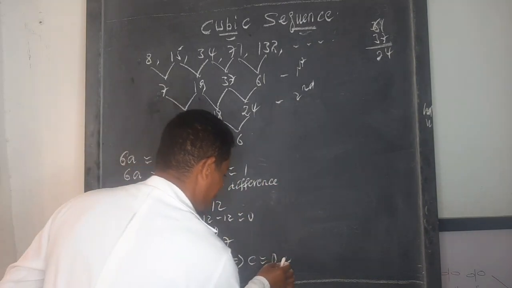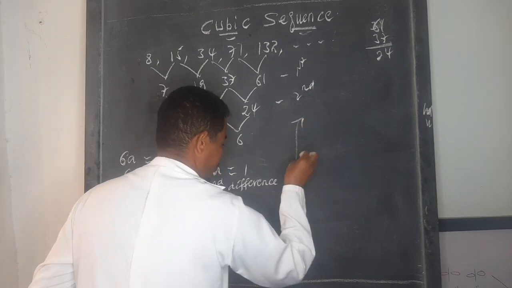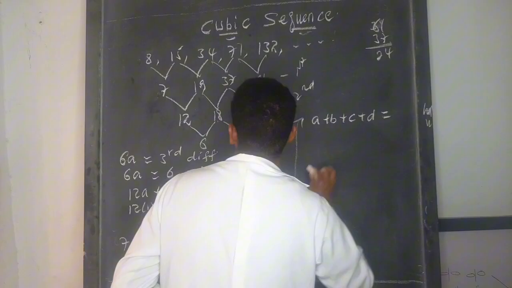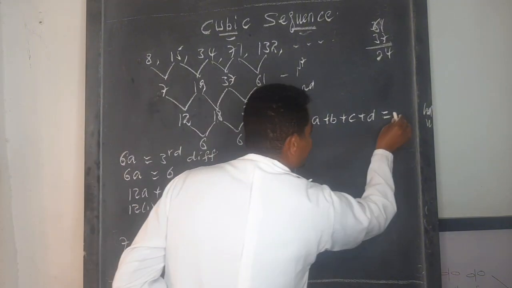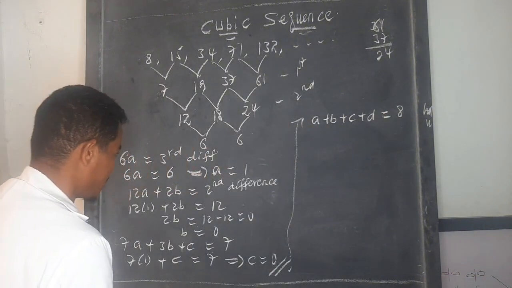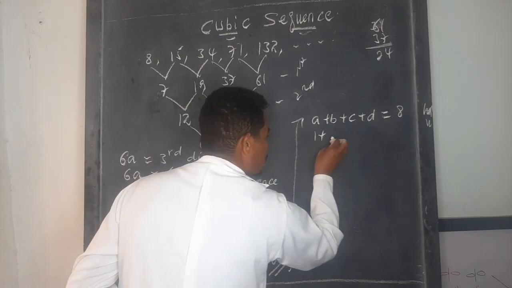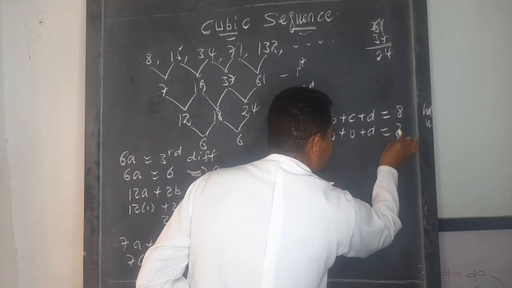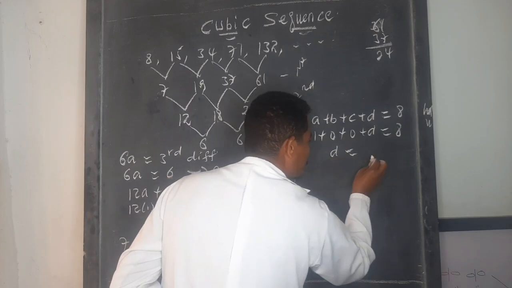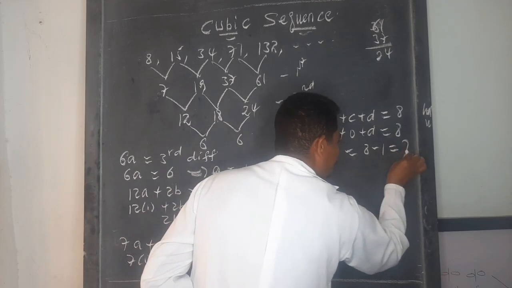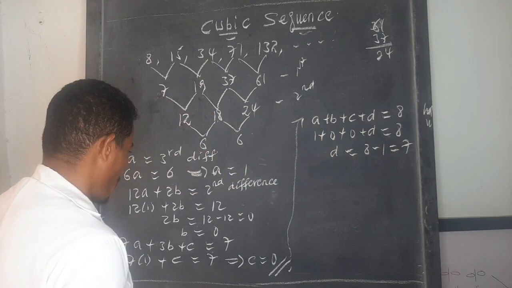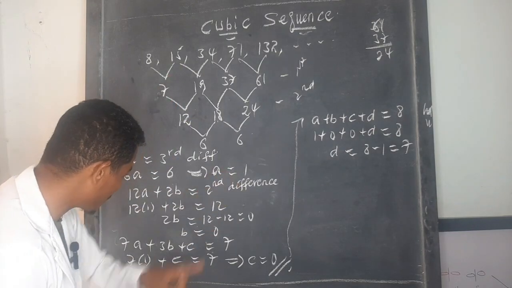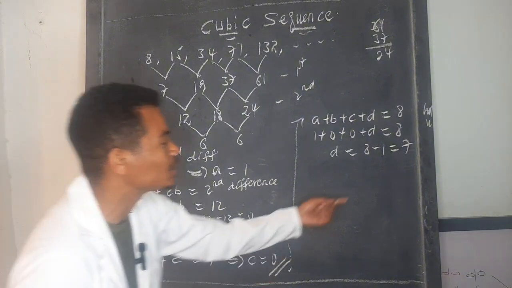The last one is the first term, a plus b plus c plus d, which is equal to the first term, which is 8. The value of a is 1, b is 0, c is 0, plus d is equal to 8. So d is equal to 8 minus 1, which is 7. So we have all the coefficients of the cubic sequence: a is 1, b is 0, c is 0, and d is 7.